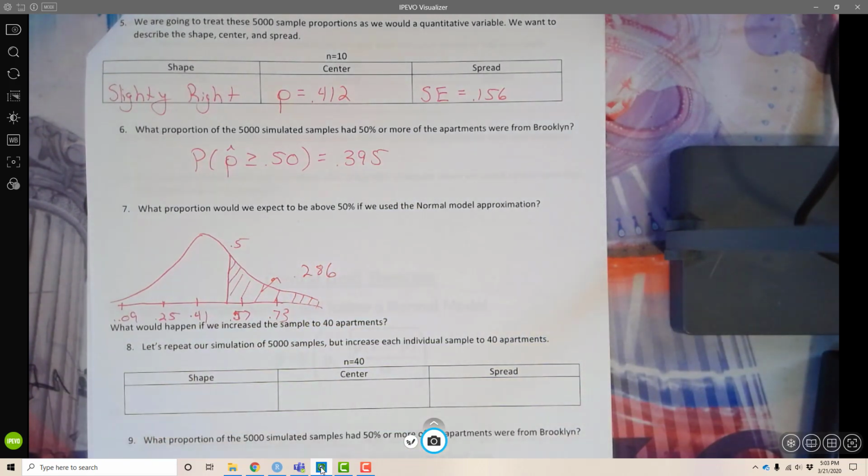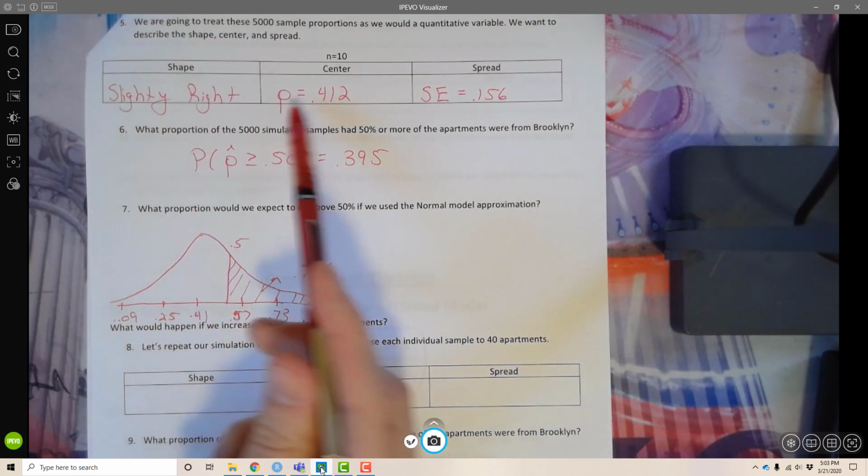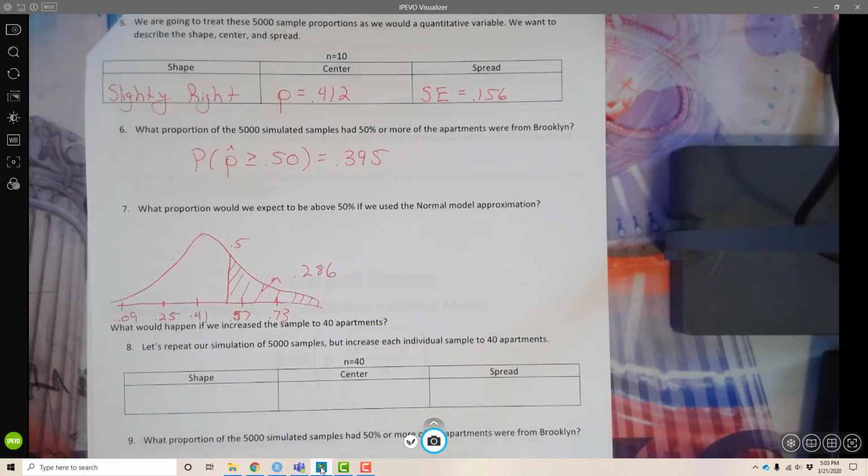So how can we go about fixing that? A lot of the problems in sampling can be solved by taking a larger sample. Larger samples won't make it unbiased, but as long as you're taking random samples, if you take a larger sample, it'll fix a lot of issues. So let's see what happens if instead of taking a sample of 10 apartments, we take a sample of 40 apartments. What is going to change about these three characteristics, the shape, the center, and the spread?